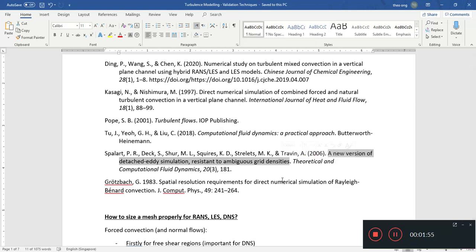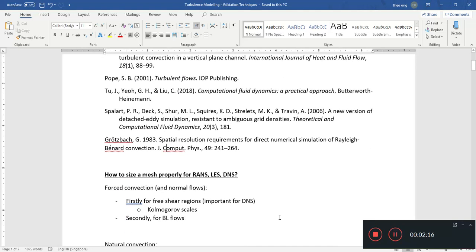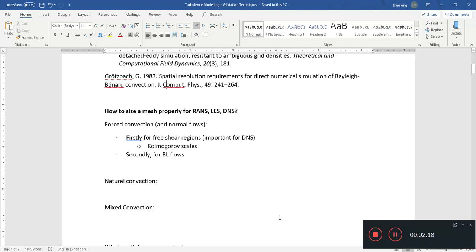Spalart's paper is a very interesting look into meshing near the wall, because that's actually what triggers the switch from the RANS model to the LES model. And of course you have spatial resolution requirements for DNS for Rayleigh-Bénard convection. This natural convection is included in this kind. So these are some of the papers I'm using, and I want to cover some cases of convection.